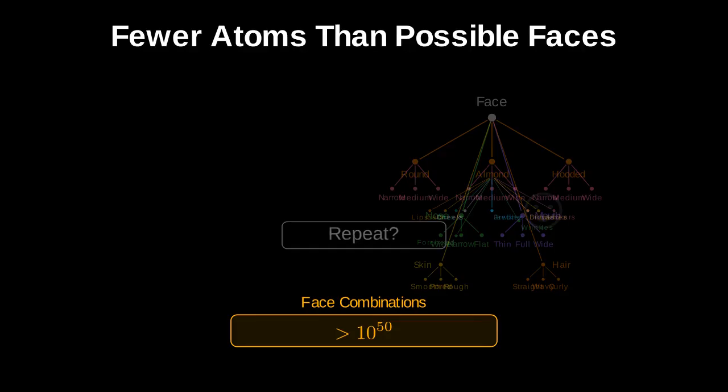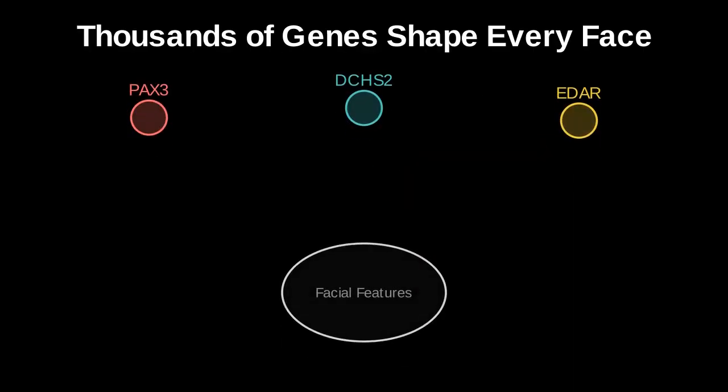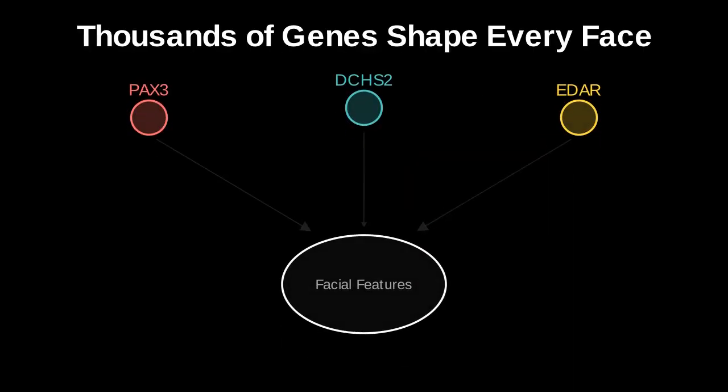Repetition is not merely unlikely, it is statistically implausible. Across all of human history, no 2 faces ever need to be exactly the same. Thousands of genes act together before any face forms. 3 key players, PAX3, DCHS2, and EDAR, already shape the facial landscape from the very start.